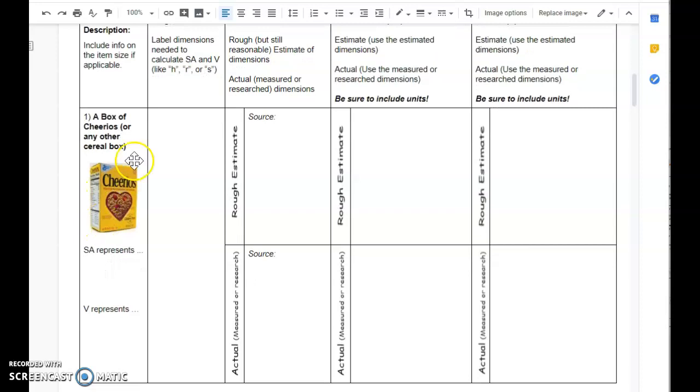So then I would like you to put in a picture of it if you can here, and then draw, and then get a rough estimate as to how big the dimensions are, and then actually measure it yourself, and then do the calculations here.